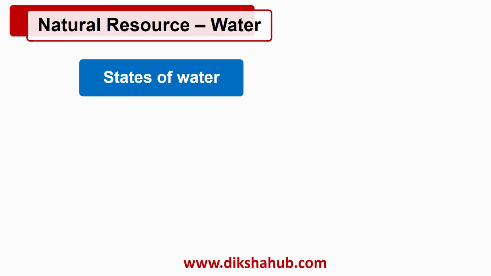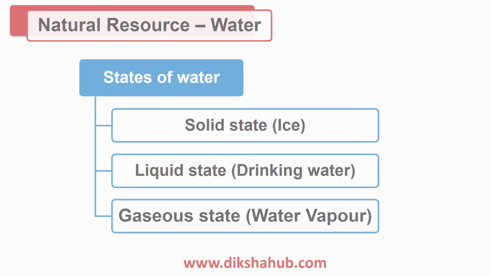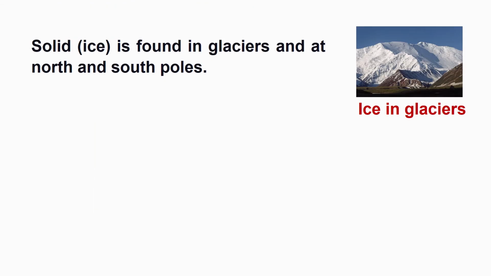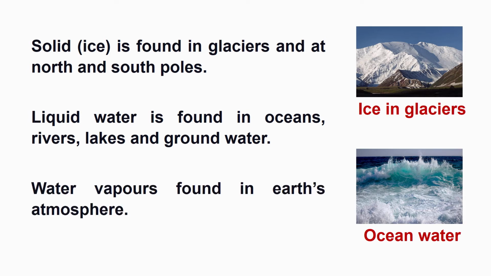In nature, water occurs in three states, that is solid, liquid and gaseous. Solid, ice, is found in glaciers, and at the north and south poles. Liquid water is found in oceans, rivers, lakes and groundwater. Water vapor is found in Earth's atmosphere.